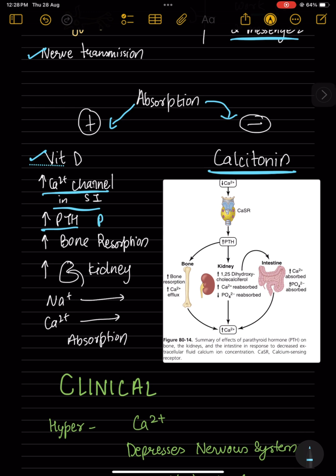Parathyroid increases blood calcium level. It helps in bone resorption. In kidney, it aids in the secondary active transport of sodium and calcium and hence helps in absorption.